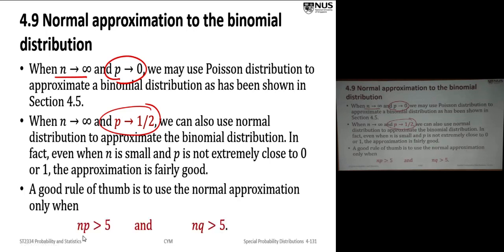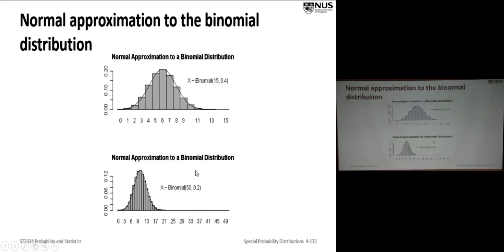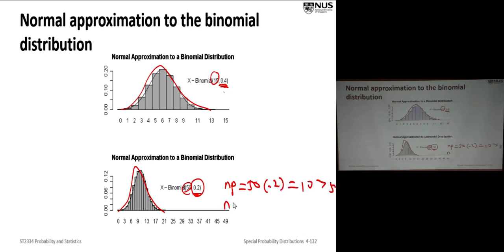As a rule of thumb, if np is greater than 5 and n times 1 minus p is greater than 5, then the approximation should be quite okay. Here is a graph to show that with n equal to 15 and p equal to 0.4, you can see that it's quite symmetrical. With n equal to 50 and p equal to 0.2, p is not that close to 0.5, but it's still quite symmetrical. Because np, which is 50 times 0.2, equals 10, greater than 5, and n times 1 minus p, which is 50 times 0.8, is 40, also greater than 5. So we expect the approximation to be quite okay.